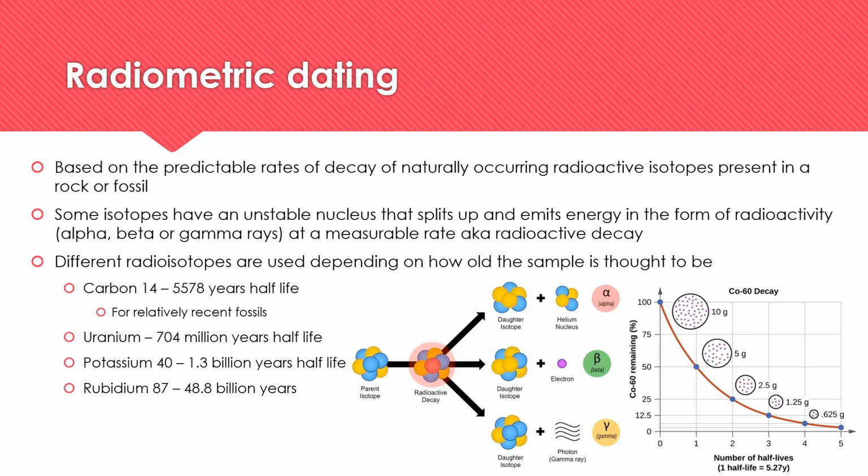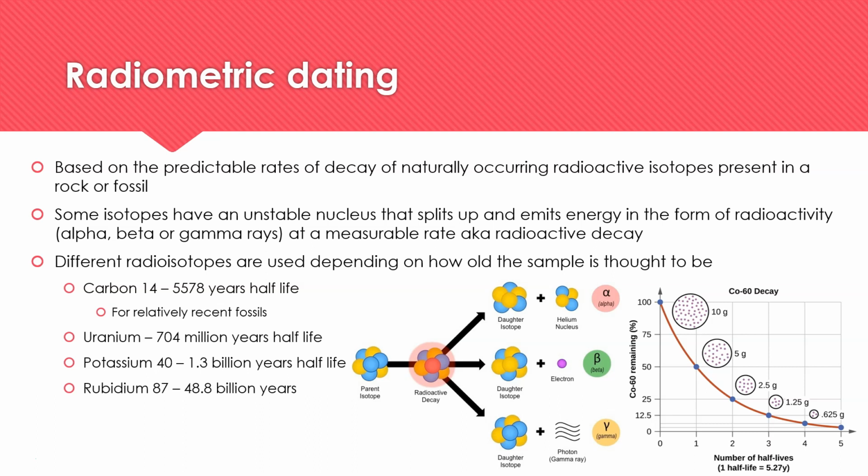What we do find is that they seem to have a consistent rate. At least we rely on them having a consistent rate that they decay at. And different isotopes have different rates. So you can see that carbon-14 is thought to have a decay rate of 5,578 years for its half-life. Uranium is 704 million years for its half-life, and the others you can see get longer than that.